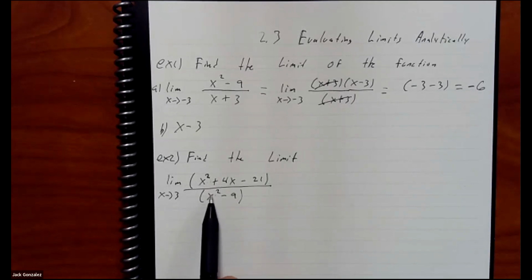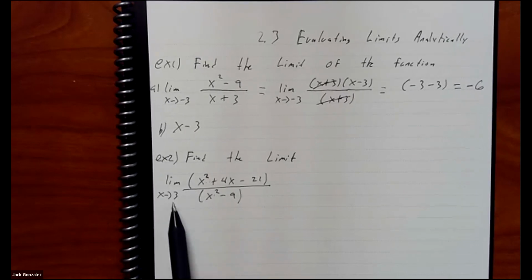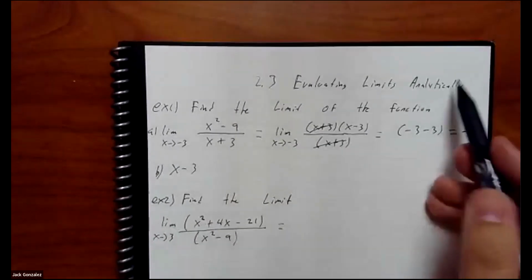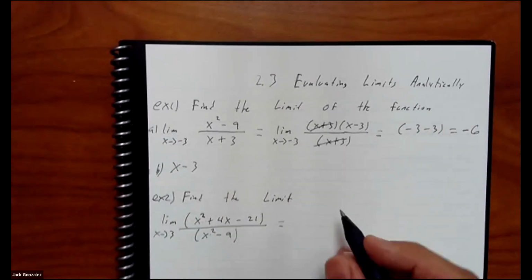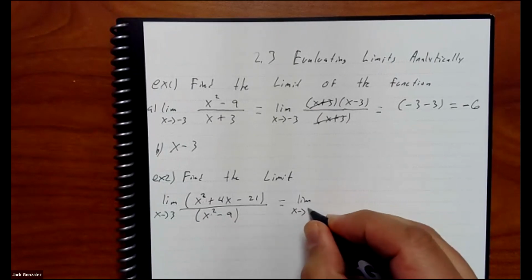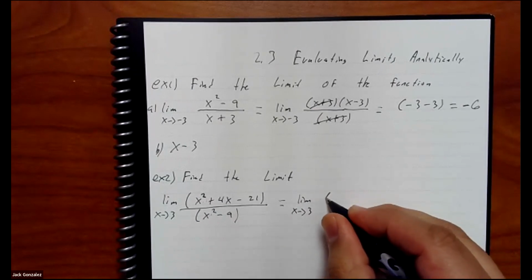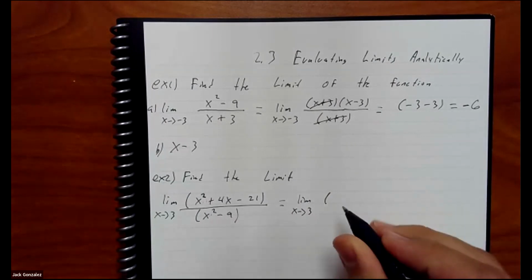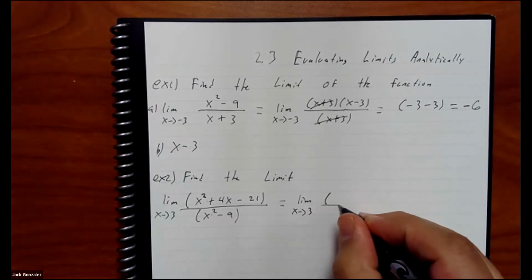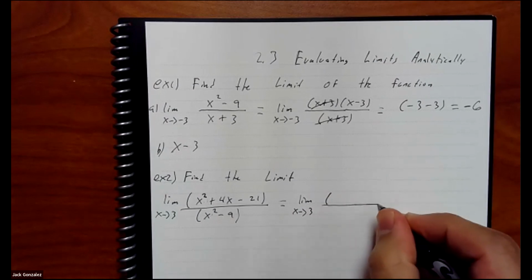3 squared is 9, 9 minus 9 is 0. So division by 0 will happen if I take the limit. So what you got to do is factor. So that's what they mean by solving limits analytically. Keep writing the limit notation until you take it. So on the top, this factors into, what is that? What does that trinomial factor into? Do you remember, Joe?